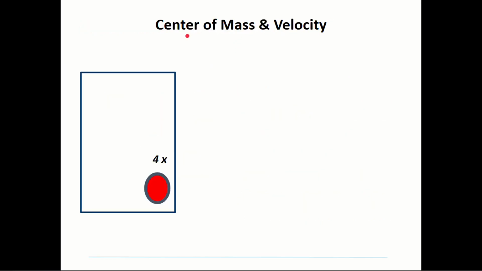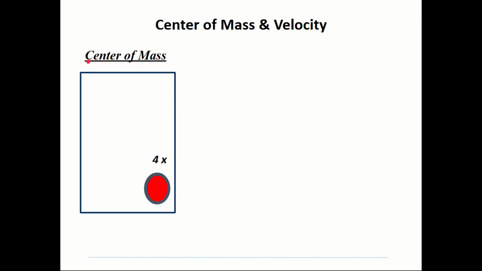Now that we talked about momentum and also conservation of momentum, we're now ready to move on to center of mass and velocity. And naturally, we'll start by talking about what center of mass is. So let's refer back to our rectangular space here. And then we also have this red mass over here. And I'll mention what this 4 times means very soon.